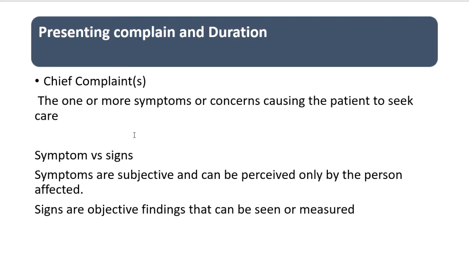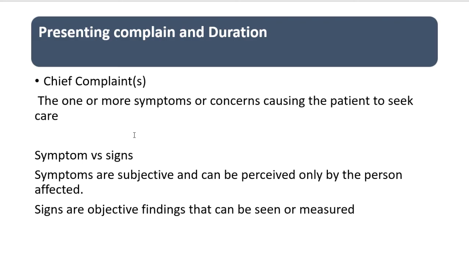Symptoms are subjective. Subjective means what? It differs from one person to another, right? It can be perceived by only one person, the person who is affected. For example, the patient might say, I have pain, and it differs from patient to patient. If you take the pain scale, someone might say, I have a pain of 10, but it can only be perceived by that person. Those things are called symptoms.